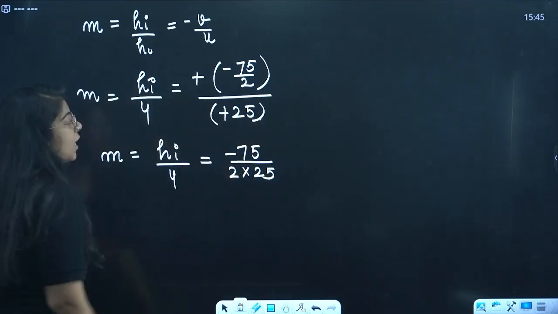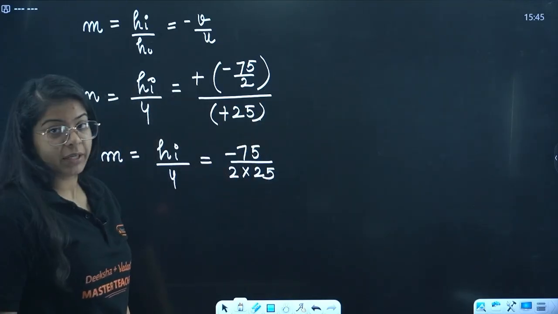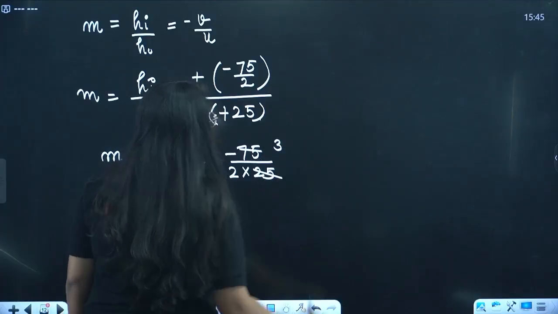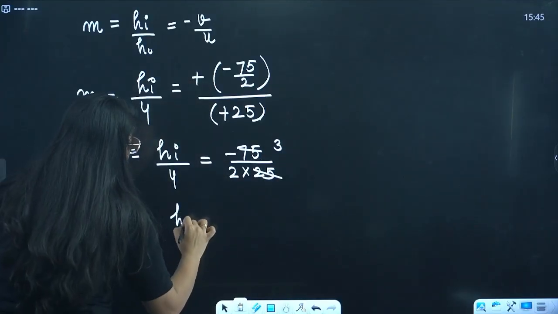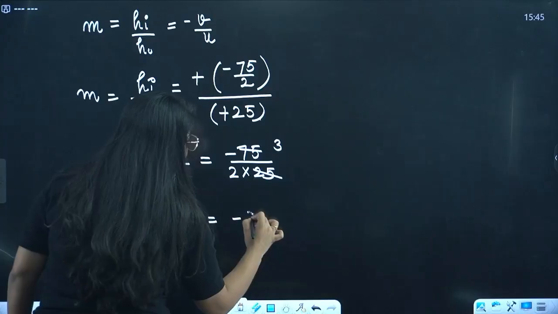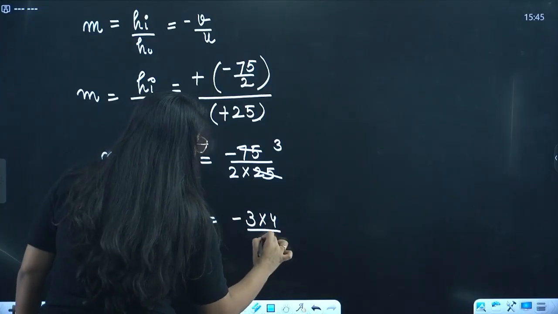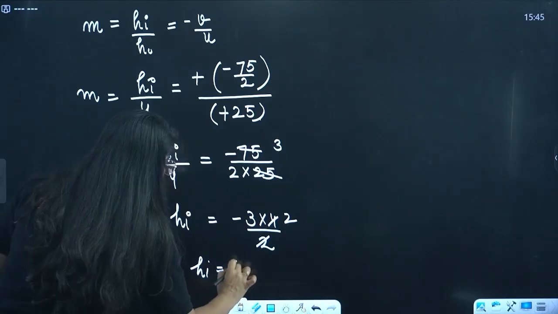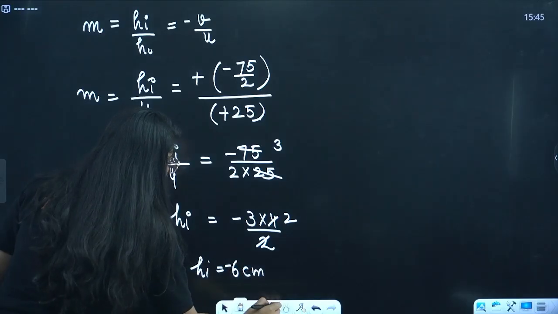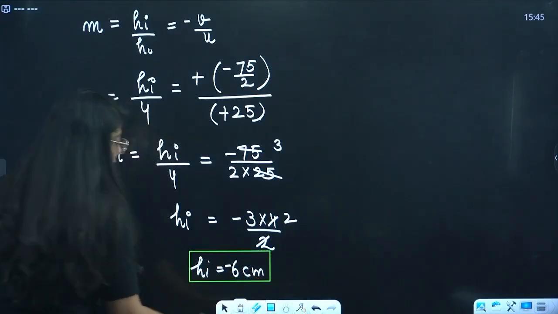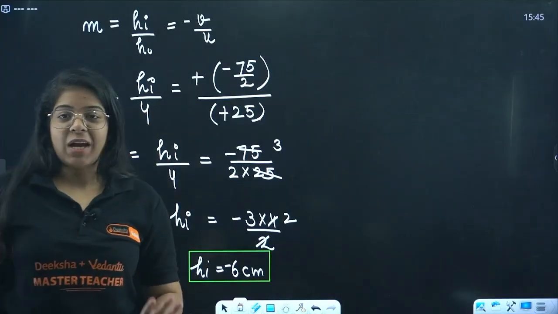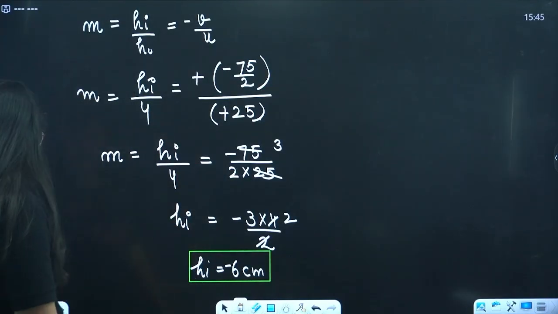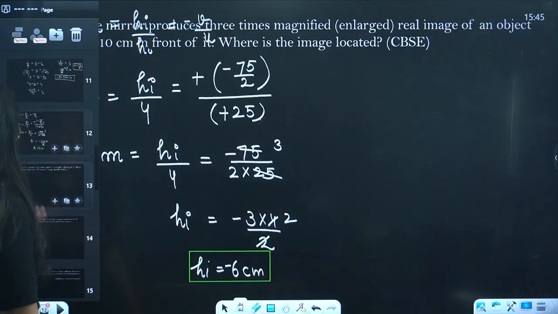This 2 will come in the denominator along with the 25. Okay, and you cancel it. 2 into 25, 3 times 25 is 75. So this will be the height of the image, beta. It is minus 3 into 4 divided by 2, which is 2, and the height of the image comes out to be minus 6 centimeter. Understood? Any doubt? I think the whole numerical is clear, right? Okay, very good. Let's move on to the next numerical.